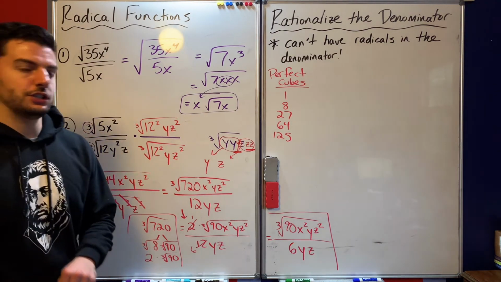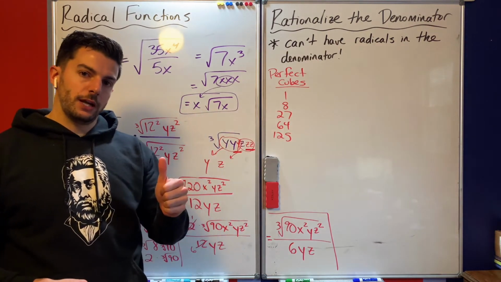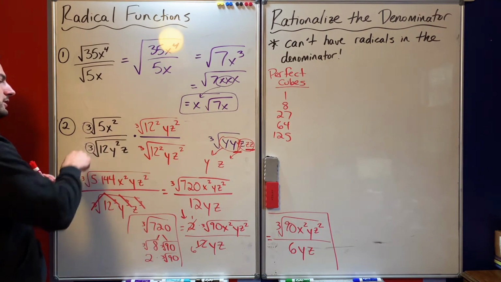And your goal is achieved because there are now no more radicals inside that denominator, okay. So that's a really long one, and that was tougher because it had cube roots.